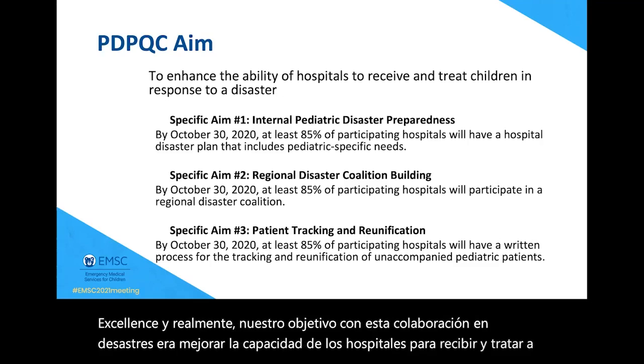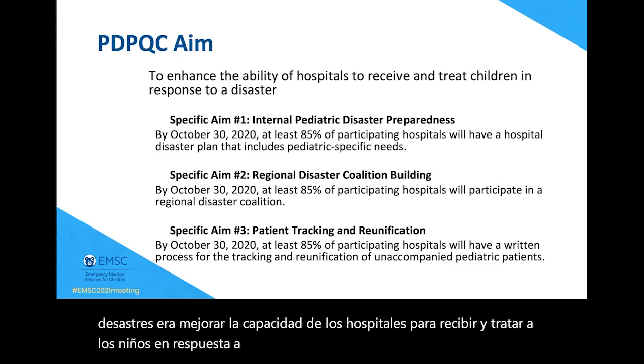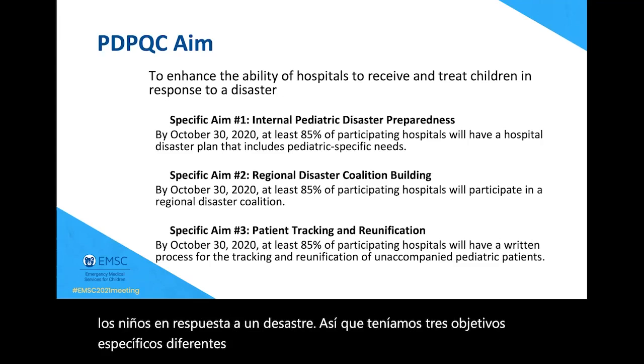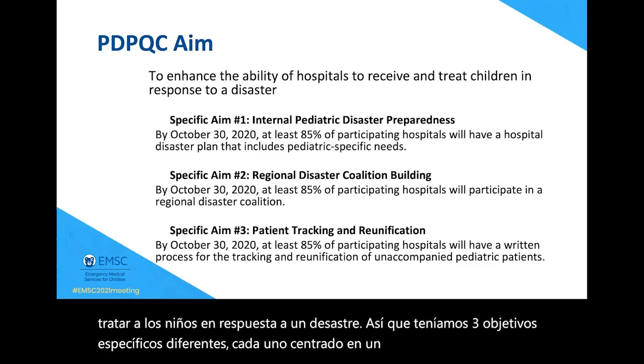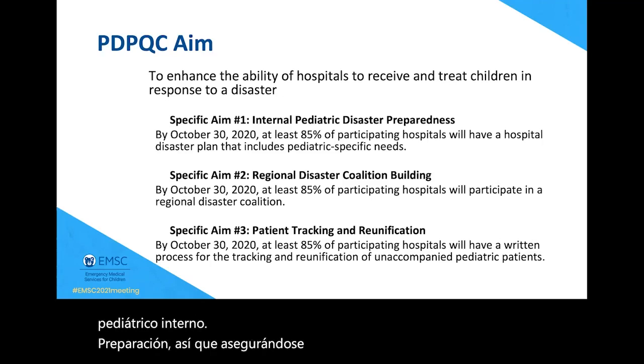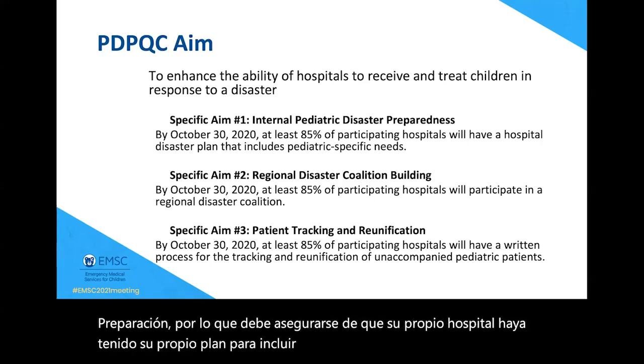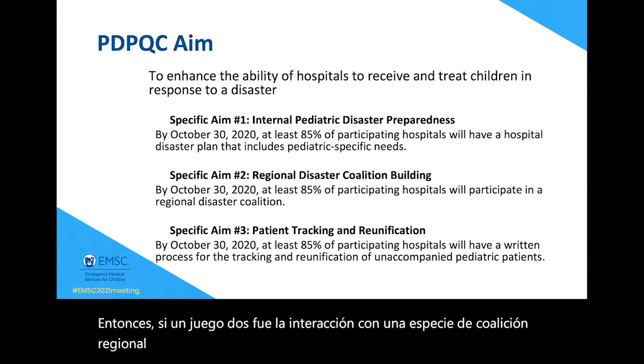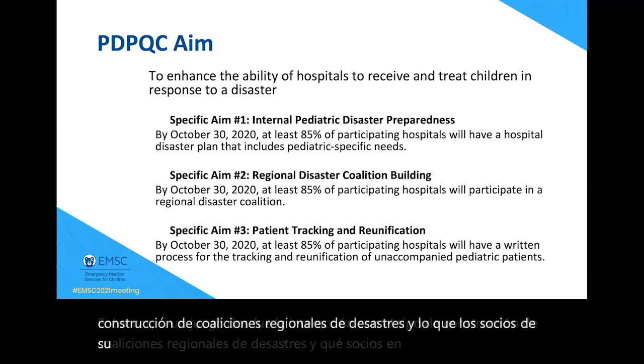So we had 3 different specific aims, each focused on a different section of the collaborative. It occurred in 3 phases, the first being internal pediatric disaster preparedness, so making sure that your own hospital has a plan that includes pediatric-specific needs. Specific aim 2 was interaction with regional disaster coalition building, and what partners in your region you can identify to meet the needs of children.